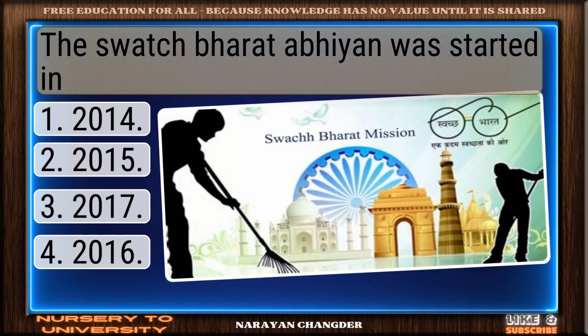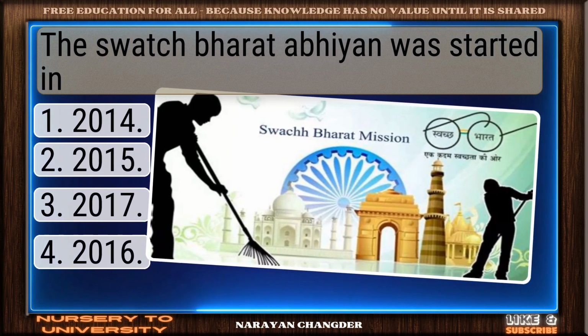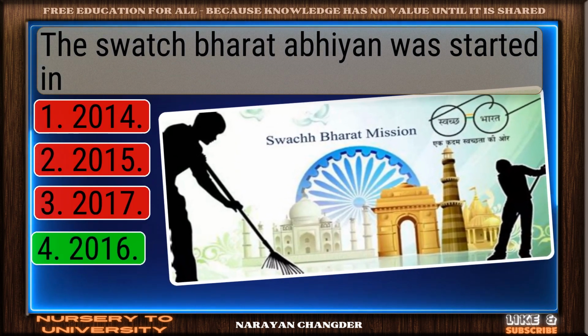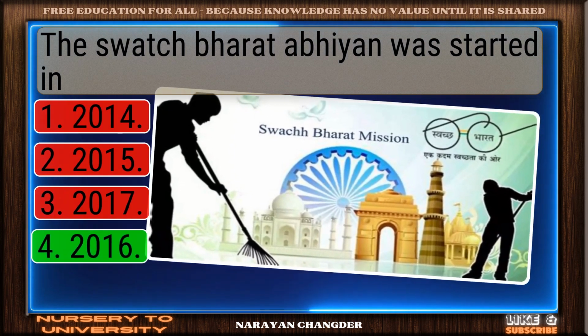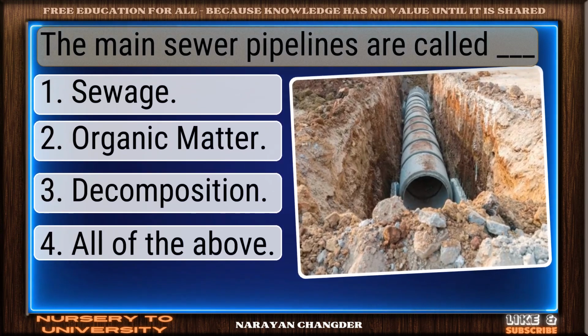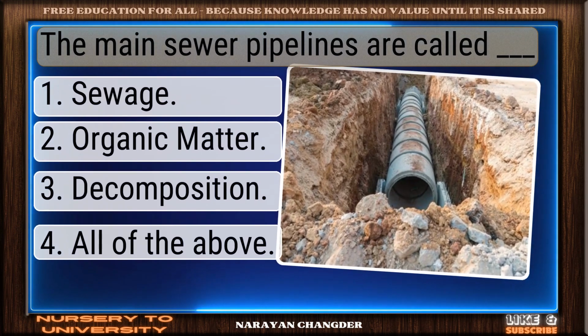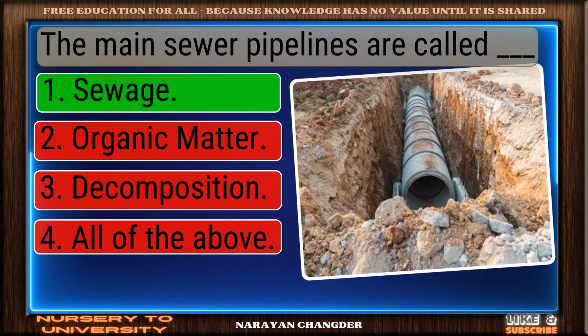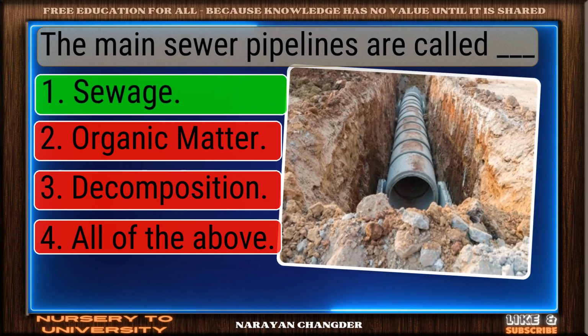Question number 86. The Swachh Bharat Abhiyan was started in? On track. 2016 is the correct answer. Question number 87. The main sewer pipelines are called dash. Great thinking. Sewage is the right choice.